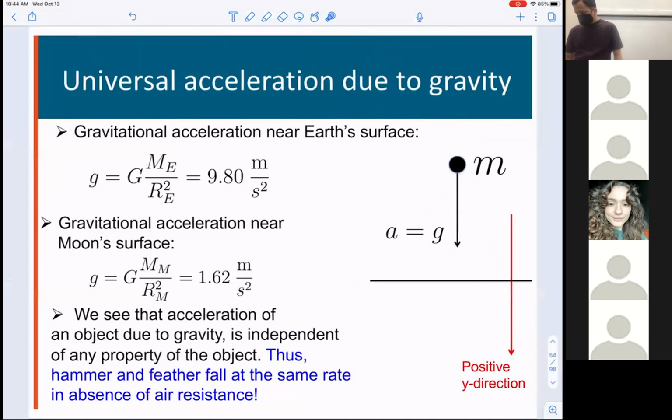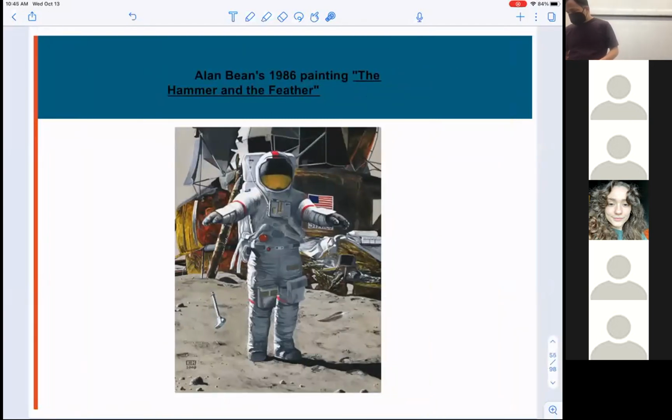Okay. So this is the 9.8 on the surface of the Earth, 1.62 on the surface of the moon. This is why the hammer and the feather fell at the same rate in the absence of air resistance in that video I showed you earlier. And you also saw that they fell more gently than they would on Earth. That's because on the moon, they're falling with 1.62 meters per second squared of acceleration instead of 9.8. There's that picture.